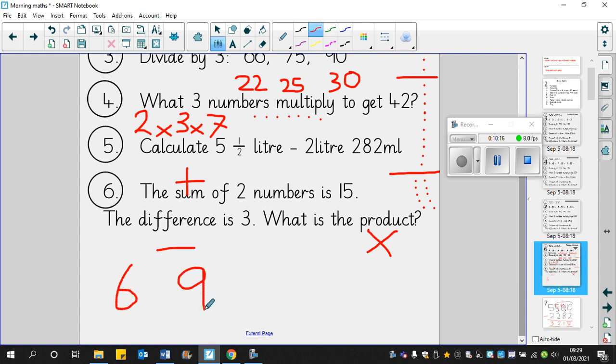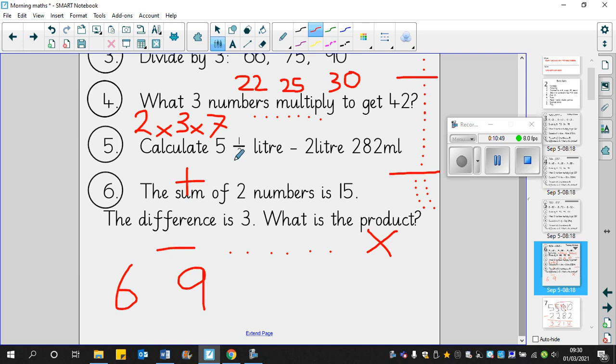Okay, so if we add those two numbers up, 6 add 9 is 15, and I'll prove it to you by showing you that if we start on 9 and then we add 1, 2, 3, 4, 5, 6. So we start on 9, so that number is 10, 11, 12, 13, 14, 15. Right, so the sum is 15. The difference, remember, means take away, so therefore 9 take away 6 is 3, so therefore that's correct.